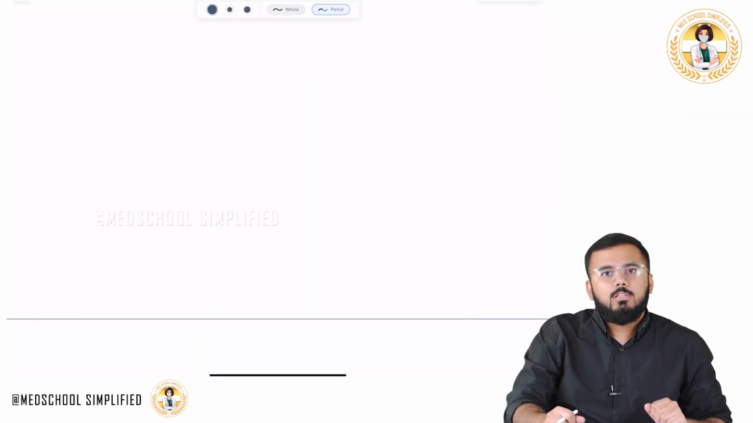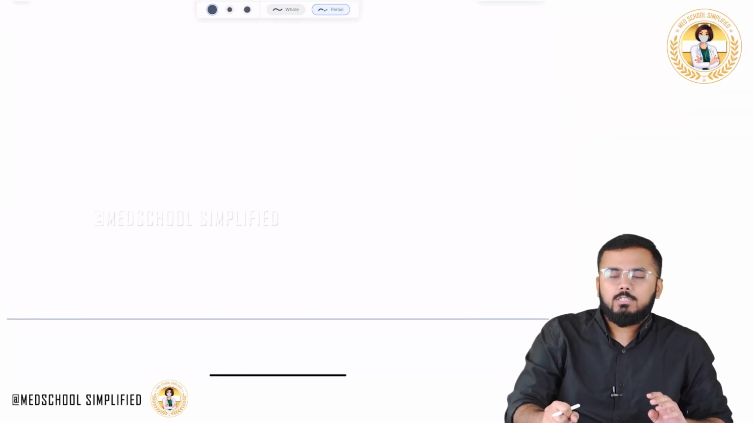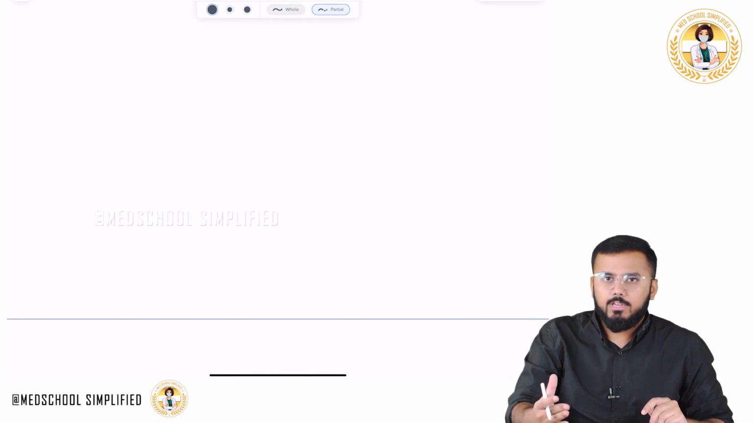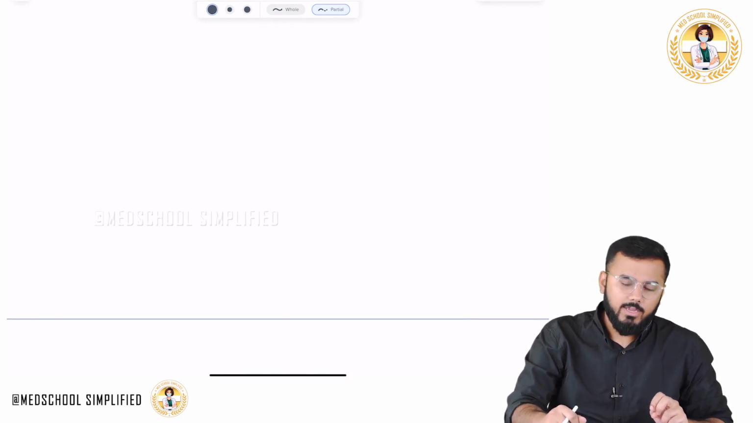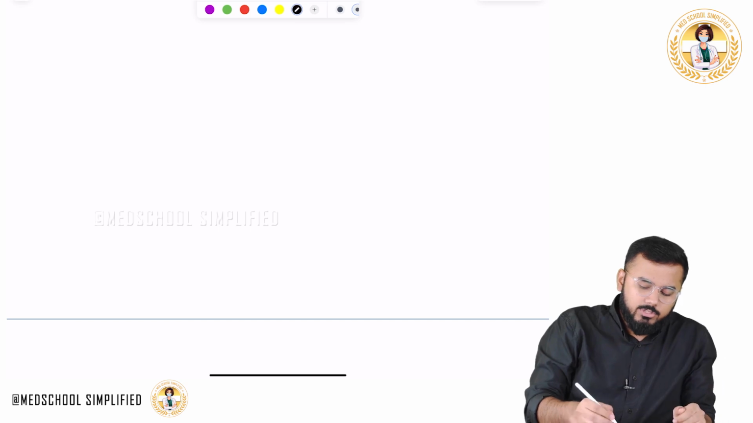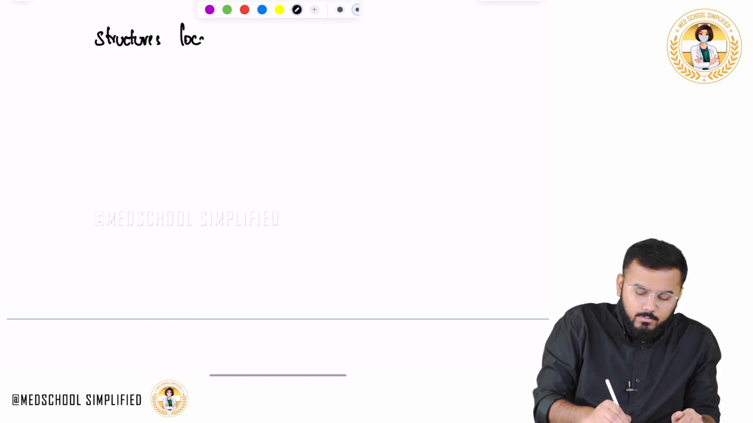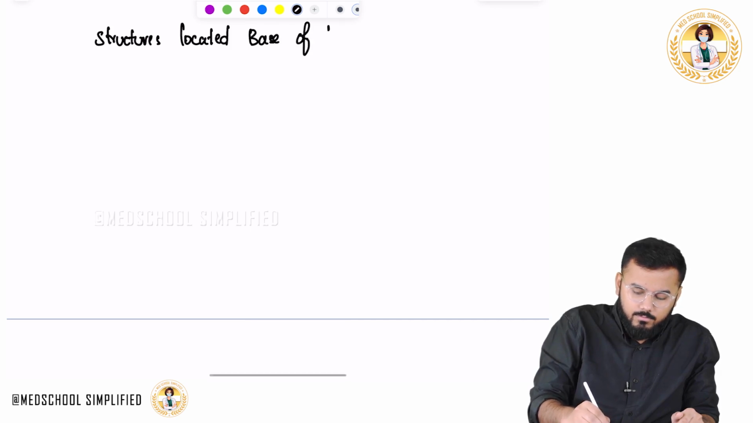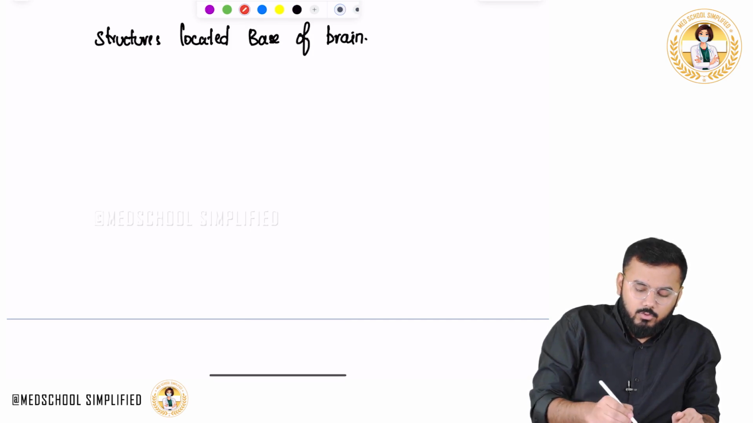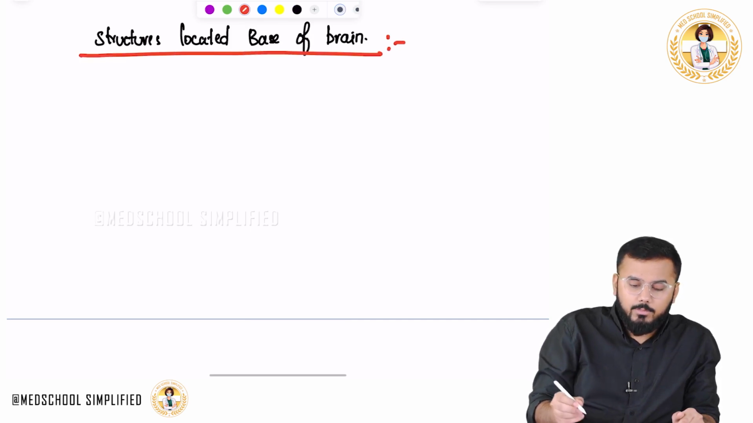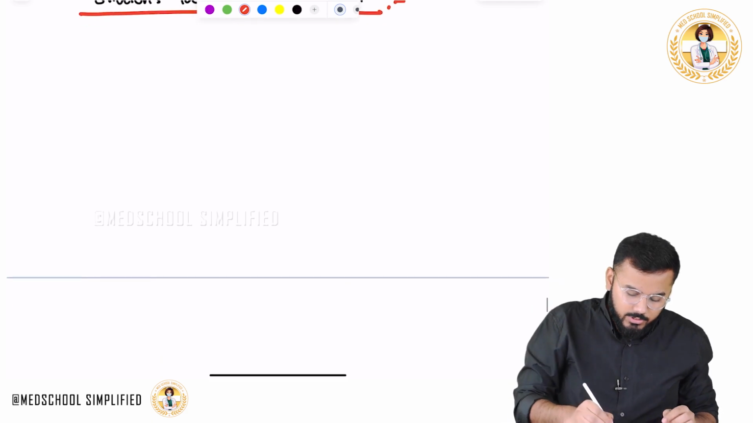Hello guys. So now we shall be discussing what are the structures that are located on the inferior surface or the base of the brain. Let us discuss the structures that are located under the base of the brain. So what are these structures, guys? Let us look at the picture now.